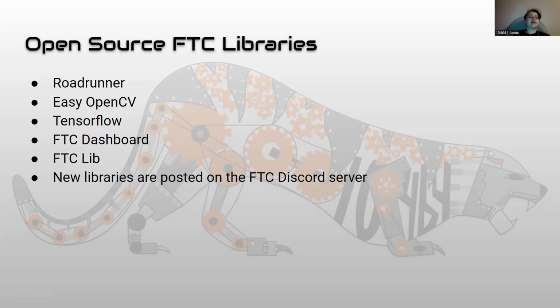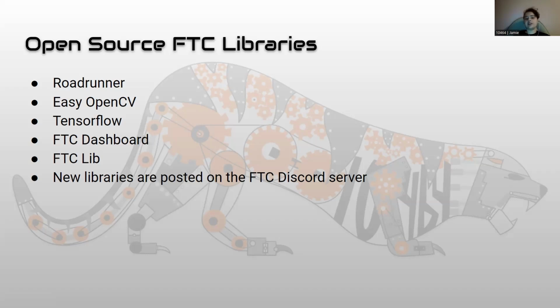So some of the libraries that are out there, other than the basic ones, are Roadrunner, which is used for odometry, a position tracking system. So that saves you from having to do all of that math on your own and having to transfer that into movement that your robot can use. You can just use Roadrunner, and there are tons of instructions on how to use that.